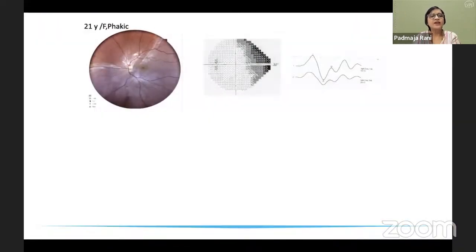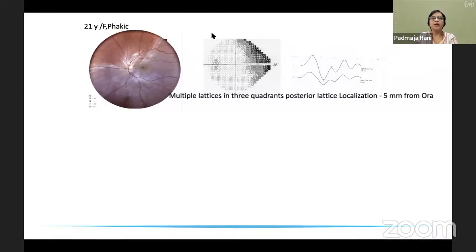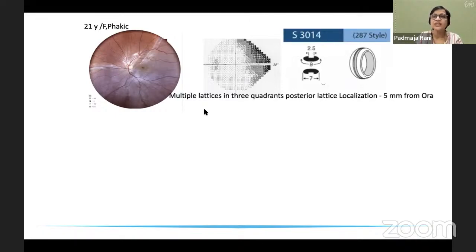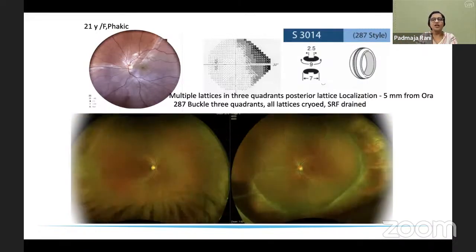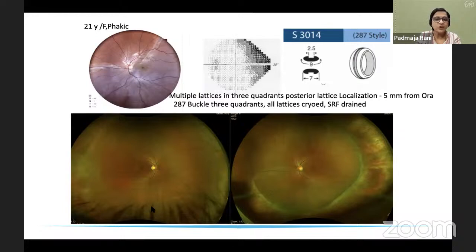Now, this is a 21-year-old female with a long-standing retinal detachment. In fact, this patient was moving around with the ophthalmologist. Multiple lattices were there in 3 quadrants, and the posterior lattice was localized 5 mm from ora. And this patient was actually going around with MRIs and neurologists because no one suspected a retinal detachment without seeing the fundus. So indirect is very important. A 287 buckle was chosen and done in 3 quadrants. If the lattices are there in 3 quadrants, you just fix the 3 quadrants, then the SRF is drained and you see the retinal attachment very nicely. You can see the fellow eye also has an inferior detachment which was detected. So it's very important to do the fellow eye examination for any localized RDs which may require attention.